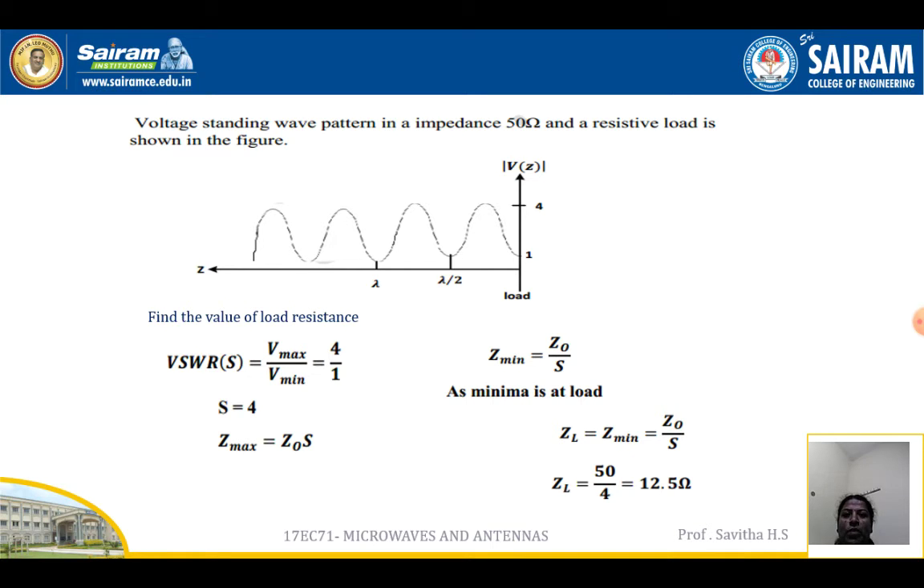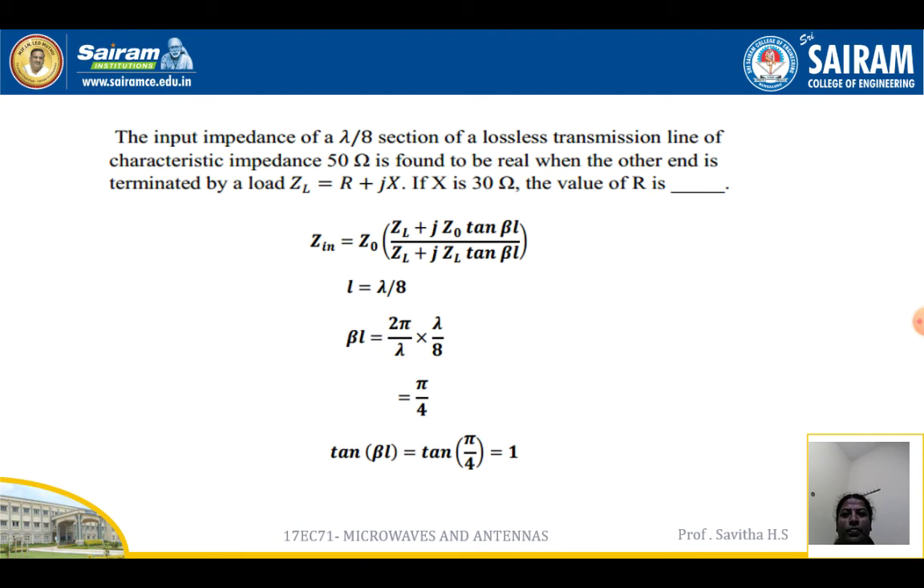But in the problem they asked to find only the load resistance. So for that I'll consider only the Z minimum value. Z minimum is nothing but Z0 by S. As the minimum is at the load, ZL is nothing but Z minimum, which is equal to Z0 by S. So ZL is equal to 50 divided by the standing wave ratio value 4. So the ZL value will be 12.5 ohms.